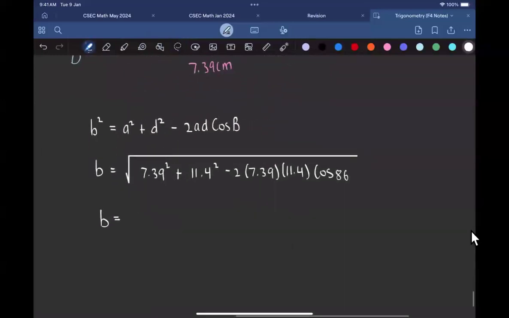Amy, it would appear that you are indeed correct. And Rihanna, it would appear that your foresight was also correct because you said that you had to use the sine rule and you had to use the cosine rule.